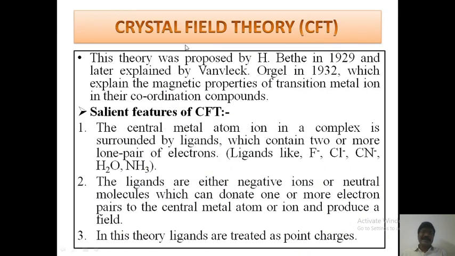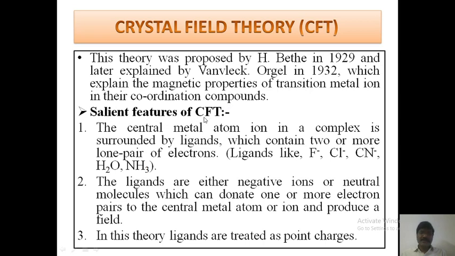Now see that crystal field theory is represented by CFT. This theory was proposed by H. Bethe in 1929 and later explained by Van Vleck in 1932, which explained the magnetic properties of transition metal ions in their coordination compounds. That means crystal field theory mainly explains the magnetic properties of transition metal ions in their coordination compounds.